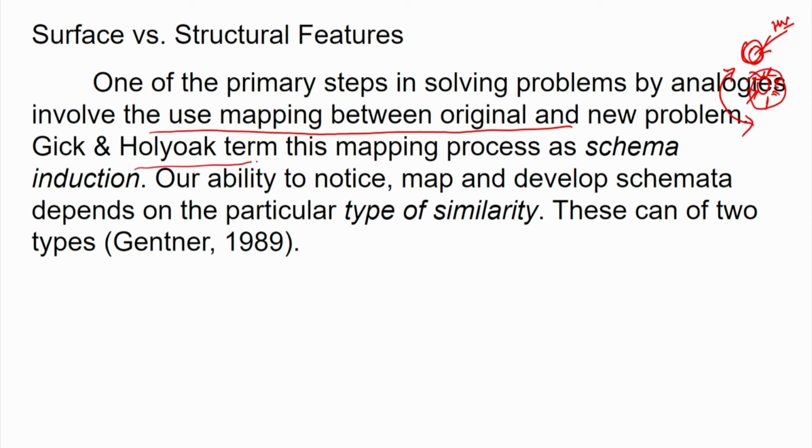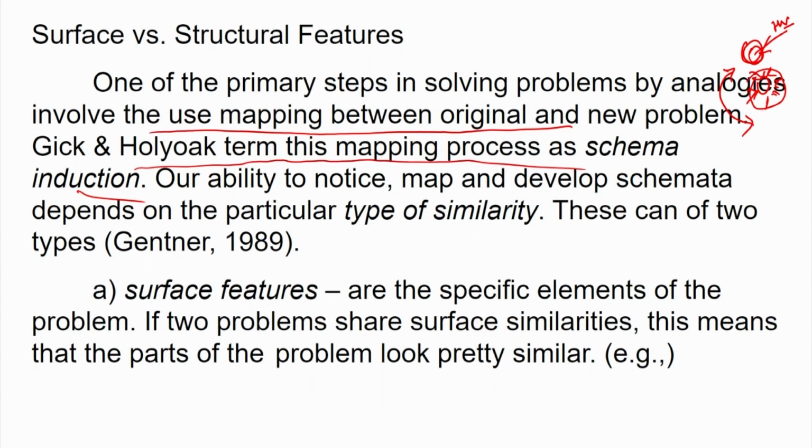Now, Gick and Holyoak term this mapping process schema induction. They say that this one-to-one identification of the elements of the medical problem and the elements of this war problem, and how they are related together, is basically called schema induction. Our ability to notice, map and develop schemata depends on a particular type of similarity. So, we look at similarities, and the more similarity a particular part of the problem has to the new problem, the easier it is for us to solve. Now, these can be of two types.